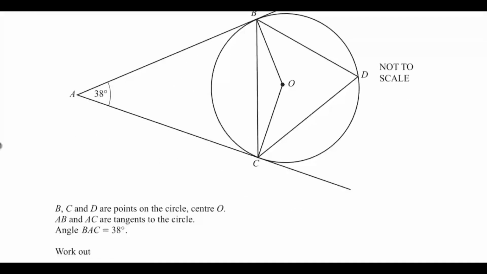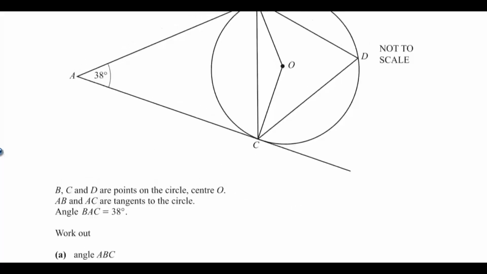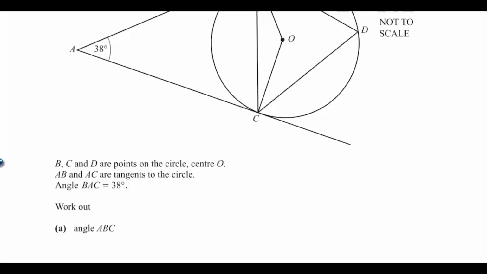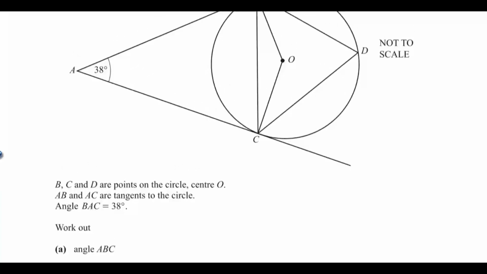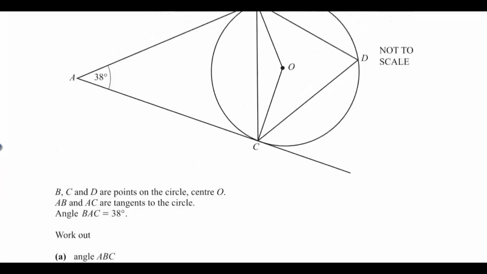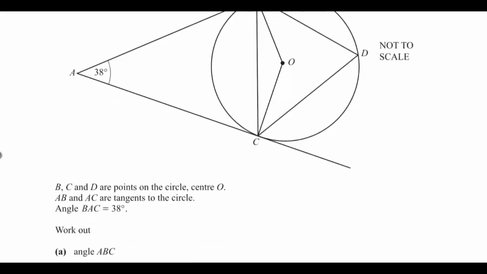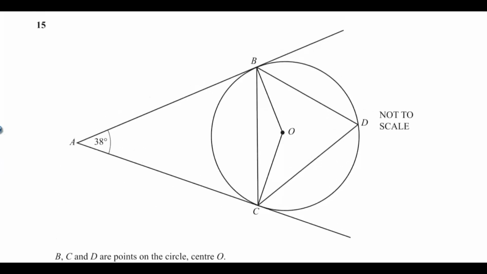So here, B, C, D are points on the circle, center O. AB and AC are tangents to the circle. Angle BAC is 38 degrees. So work out angle ABC.